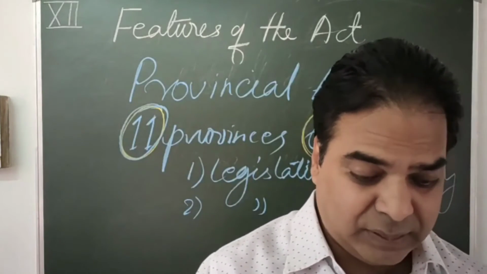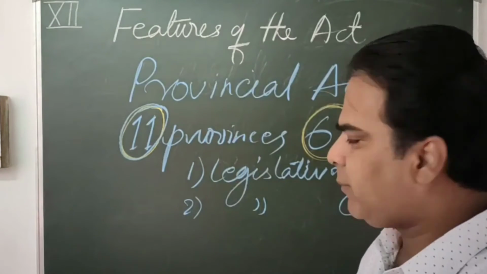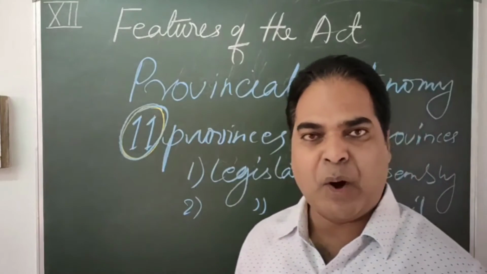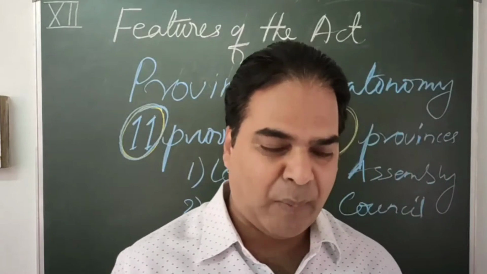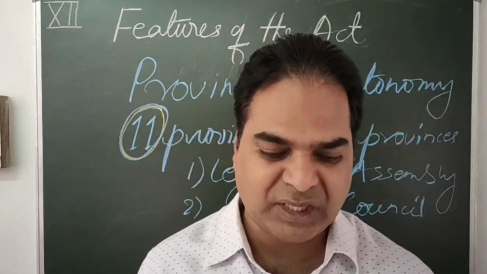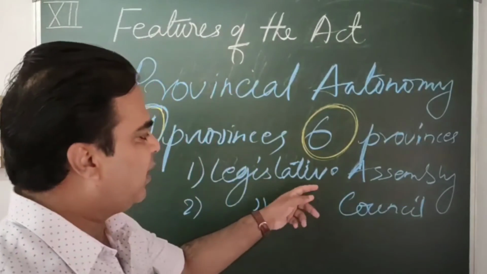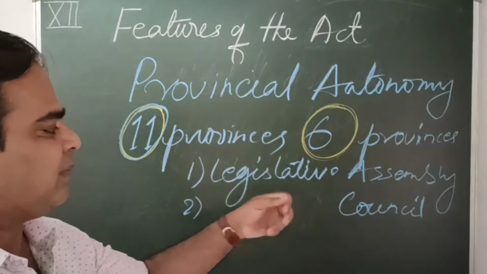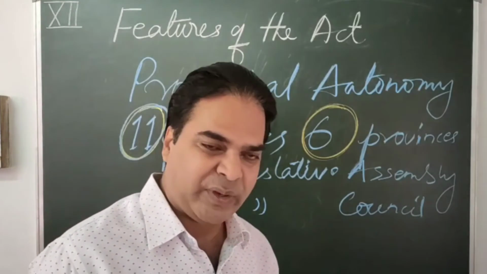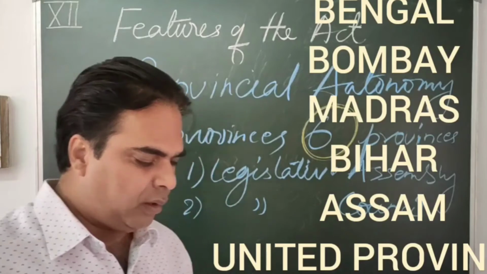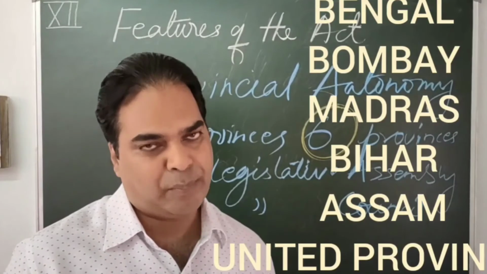Now to the point. Which were the 6? First one was Bengal. Bengal, Bombay, Madras, Bihar, Assam and United Province. These were the provinces where both houses were there, legislative assembly as well as legislative council.